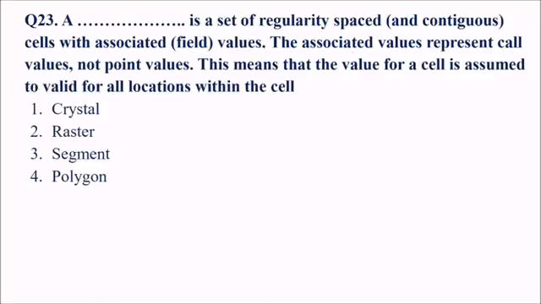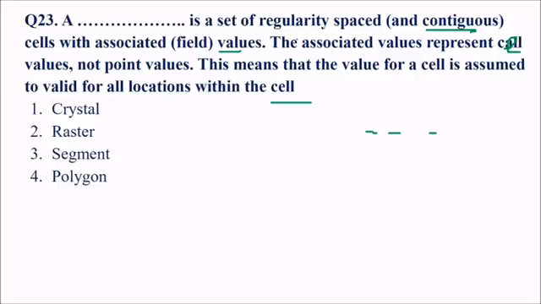Now we have taken these two. Next is a dash is a set of regularly spaced and contiguous. Contiguous means one after another. Regularly spaced cells with associated field values. The associated values represent cell values. This is not point values. This means that the value for a cell is assumed to be valid for all locations within the cell.